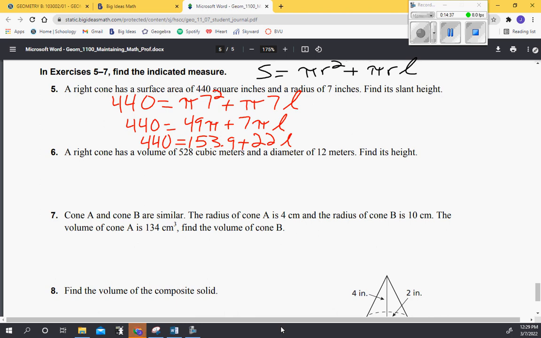Now it's just a simple equation. We can just solve for L. Subtract 153.9 from both sides. 440 minus 153.9 is equal to 286.1. That's equal to 22L. Divide both sides by 22, and we get 13 inches. Okay, so again, it's just plugging it in and trying to solve for the missing length or variable.